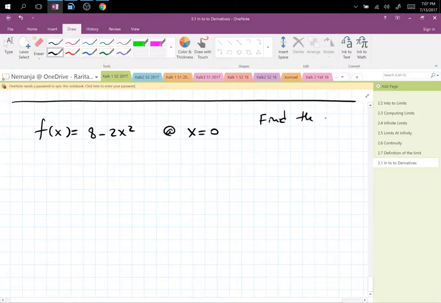Which problem should we do? 15 through 25, what? 18. 18 it is. So find the tangent line for f of x equals 8 minus 2x squared at the point x equals 0. You have to find the derivative first. Once you have the derivative, you plug in 0 to get the slope. Also, use the same formula? Yeah.